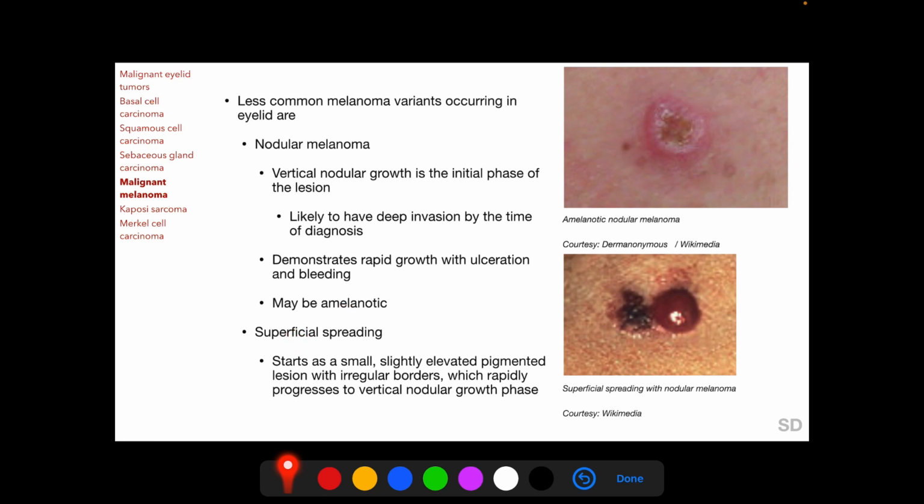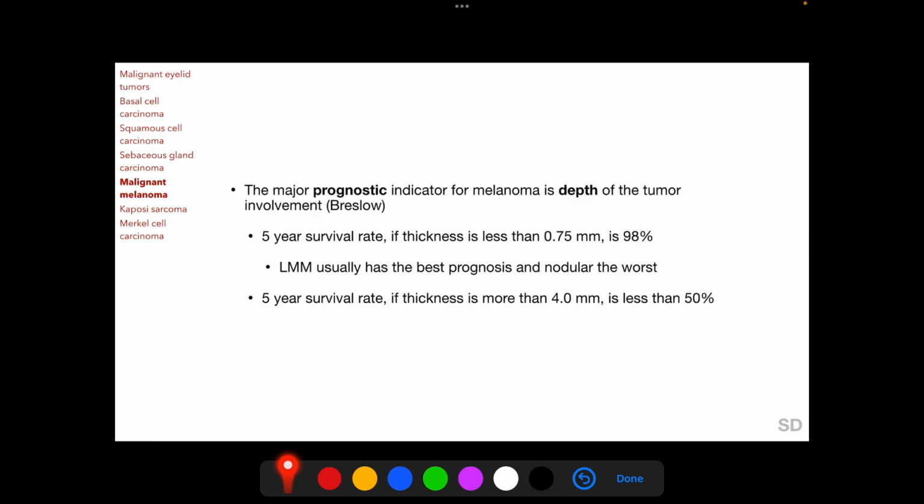In superficial spreading melanoma, the melanoma starts as a small, slightly elevated pigmented lesion with irregular borders, which rapidly progresses to the vertical nodular growth phase as seen in this picture. The major prognostic indicator for melanoma is the depth of the tumor involvement, and this depth can be assessed either by the thickness of the tumor as in the Breslow system or by the deepest layer of the skin involved by the tumor as in the Clark system.